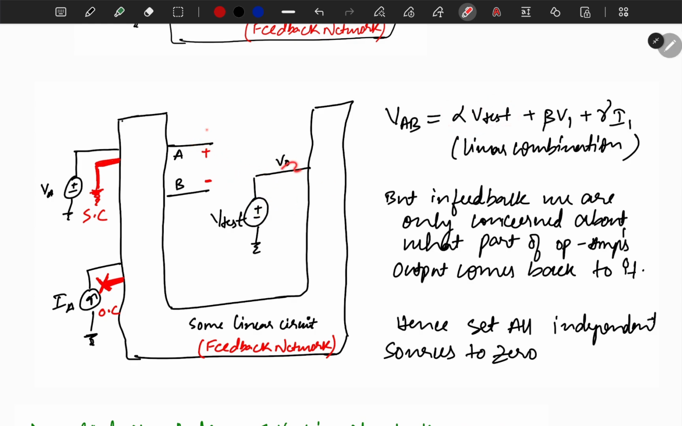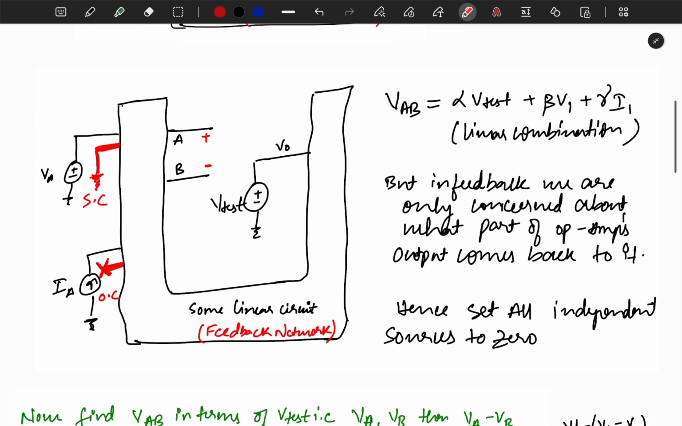Some part of V test would be coming to VAB, and some part of V1. We might have different sources, so beta 1 V1, beta 2 V2, and so on, and some current sources, gamma 1 I1, gamma 2 I2, and some linear combination for VAB.